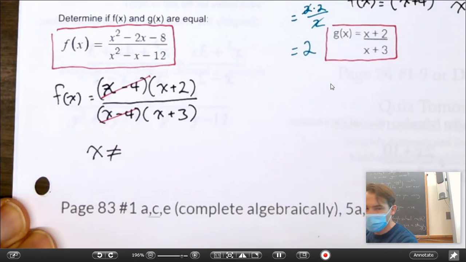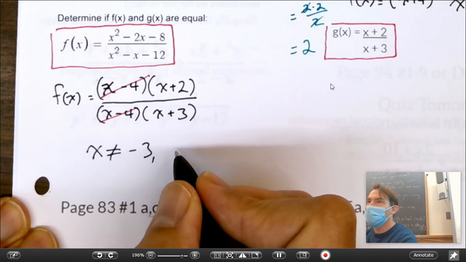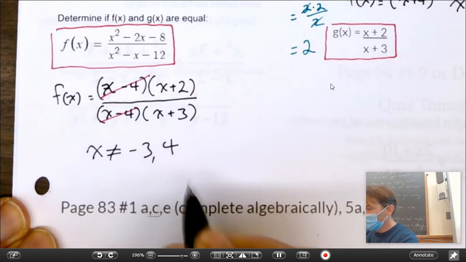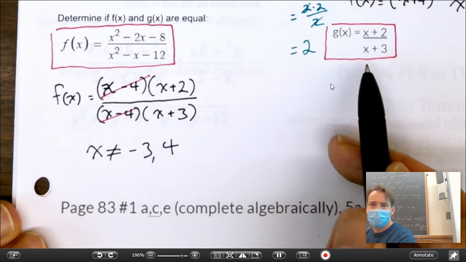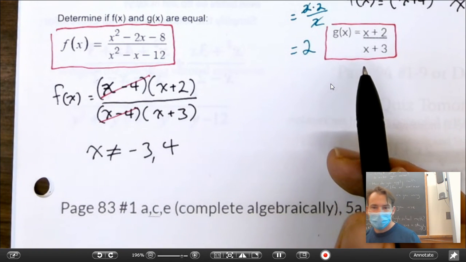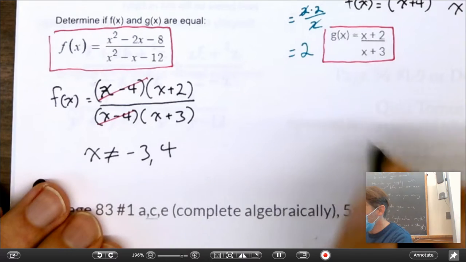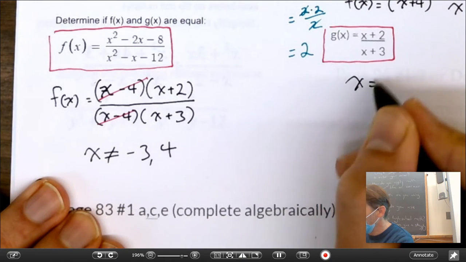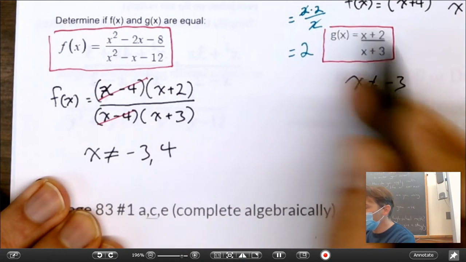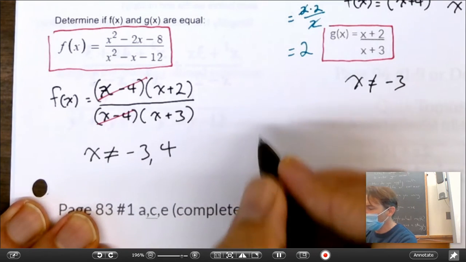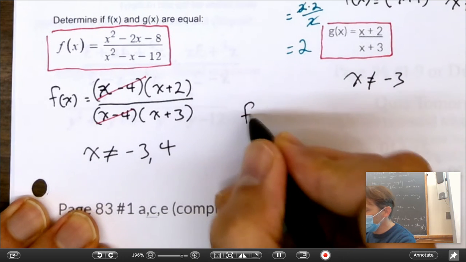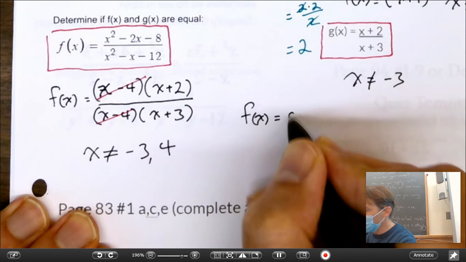X cannot equal negative 3 and 4. Yeah. So is f of x the same thing as g of x? Here, what is x not allowed to be? X can't be negative 3. But that's the only restriction to g of x. Otherwise, f of x is the same thing as g of x. So you could say f of x equals g of x.